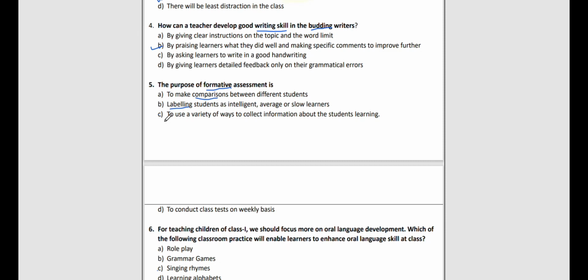The correct answer here is option C, to use a variety of ways to collect information about the students' learning. The goal of formative assessment is to monitor students' learning and to provide ongoing feedback that will help students identify their strengths and weaknesses and target areas that need to be worked on. Let's go to the next question, question number 6.